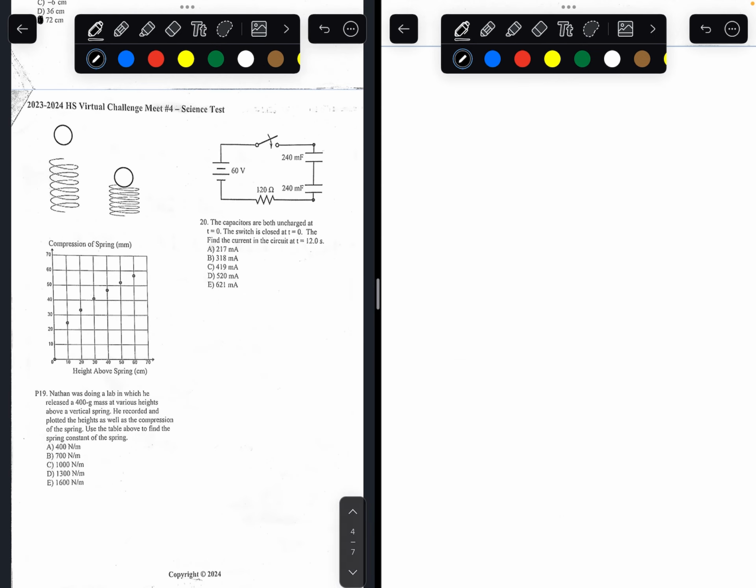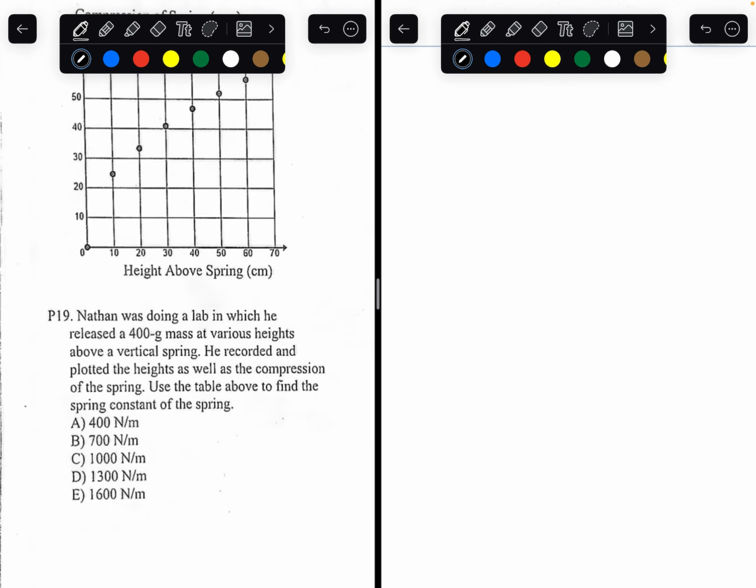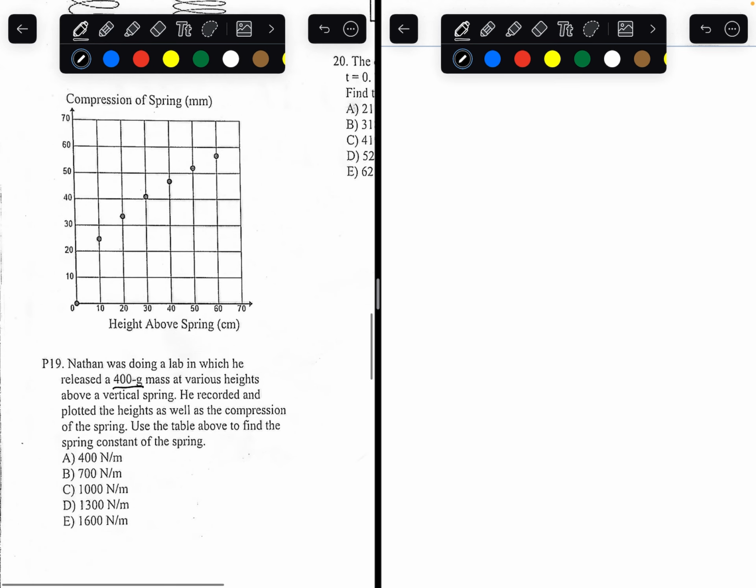Number 19. Nathan was doing a lab in which he released a 400-gram mass at various heights above a vertical spring. He recorded and plotted the heights as well as the compression of the spring. So these are the two variables. He used a table to find the spring constant of the spring. This problem relates height and compression, so you would use a conservation of energy type of problem for this.